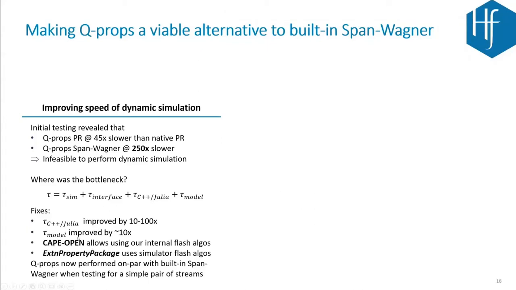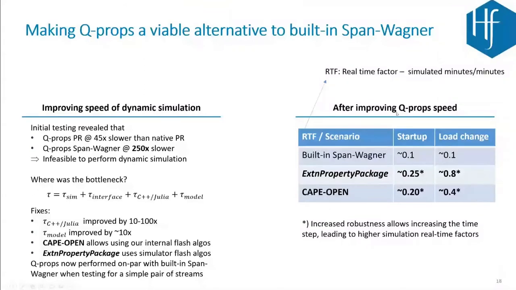Then for the interface, we decided, in addition to CAPE-OPEN, to implement the EXTN property package interface, which is used by HYSYS and Unisim Petrosim simulators, allowing us to compare this part of it as well. And we did some testing on a couple of streams in series, showing that we are now performing on par with the built-in Span-Wagner. Now, after improving the QPROPS speed for the full simulation, we are able to get to higher real-time factors than the built-in Span-Wagner, really due to the increased robustness.